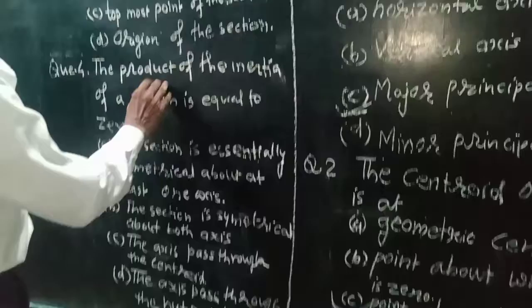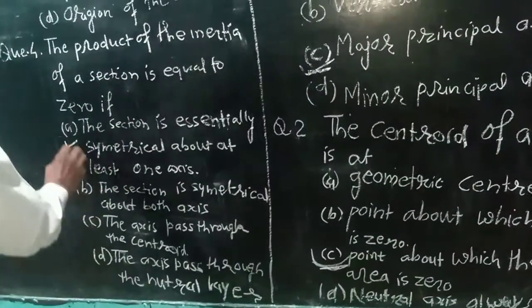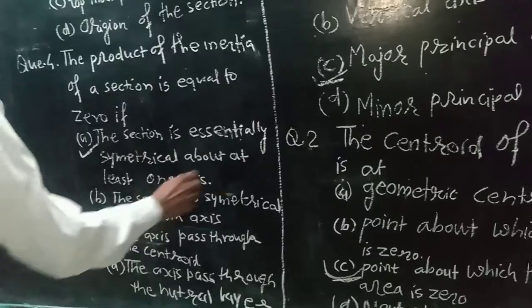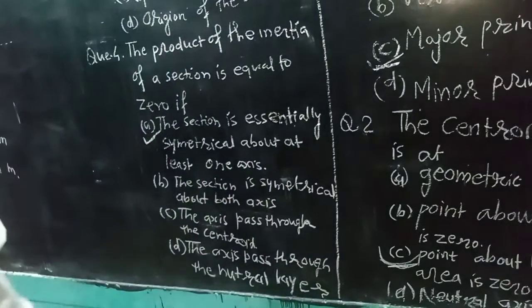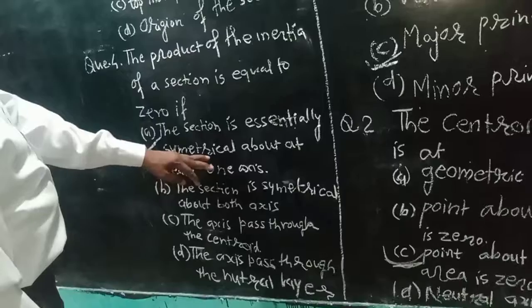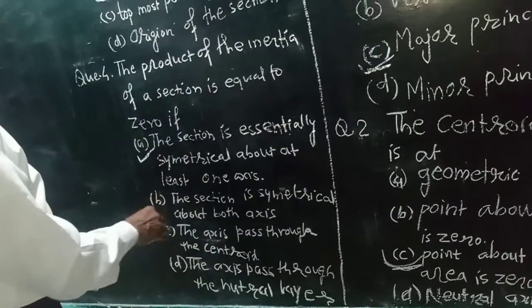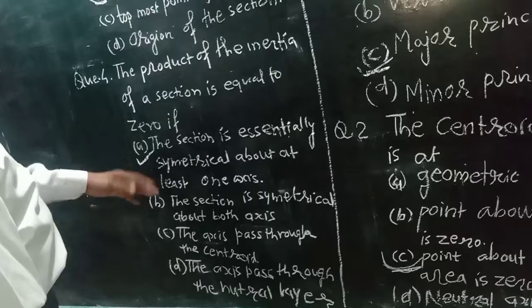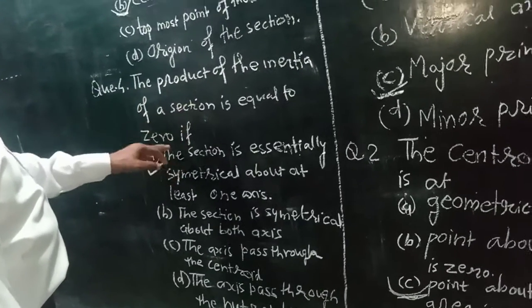The product of inertia of a section is equal to 0 if the section is symmetrical about at least one axis. In this case, one side is positive and the other side is negative, so they cancel each other. Therefore, the product of inertia is equal to 0.